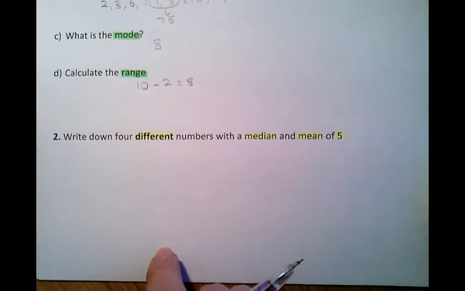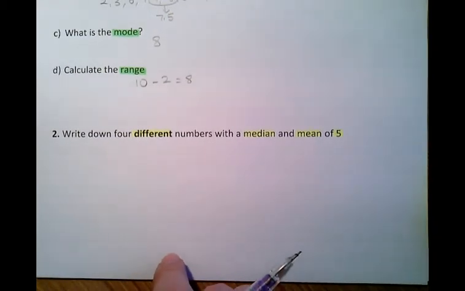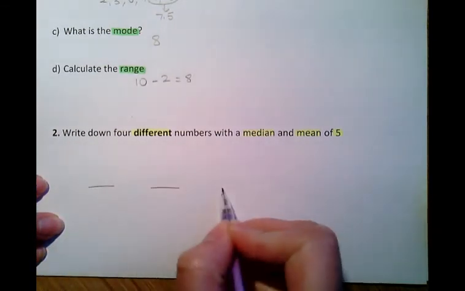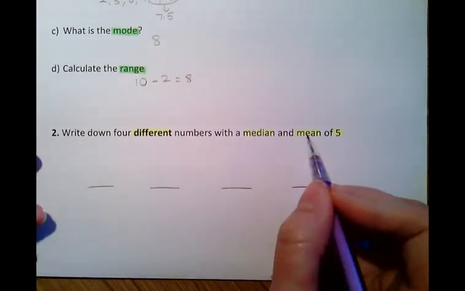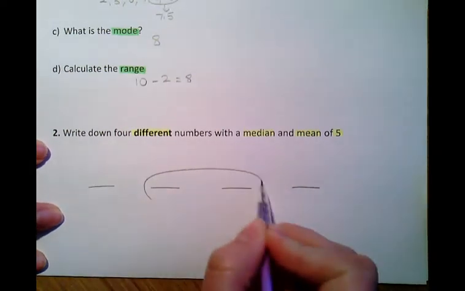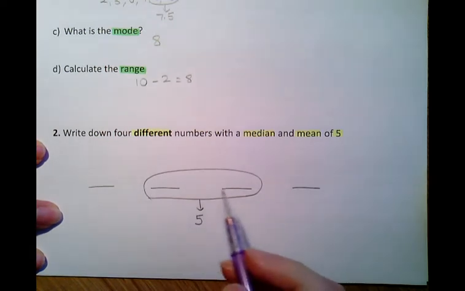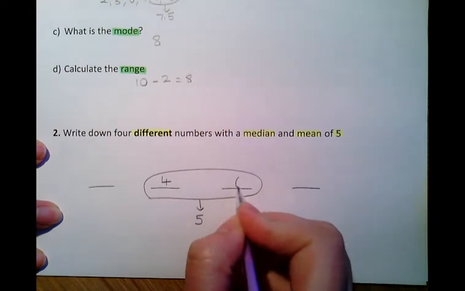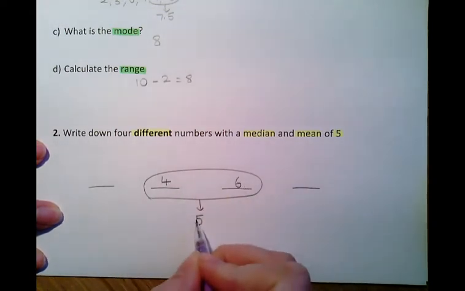Number 2 then, just a problem question to do with averages. So write down 4 different numbers with a median and a mean of 5. So there's 1, 2, 3, 4 different numbers. And I want the median and the mean to both be 5. So for the median to be 5, that means that in the middle between those two would be 5. And it has to be different numbers, so I can't use 5 and 5. I would have to use something like 4 and 6 would have 5 in the middle, or 3 and 7 would have 5 in the middle.